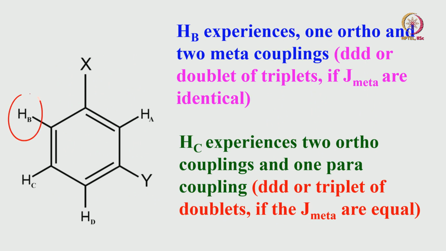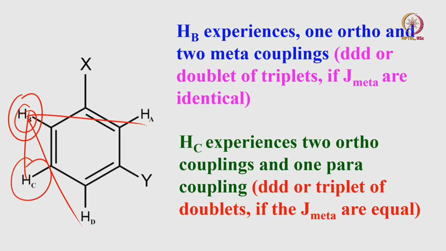How does proton HB come? Very simple, you should see, look at it. Now we are looking at proton HB. This has one ortho coupling and two meta couplings. Obviously, ortho coupling is going to be a large doublet, and each of these doublet peaks splits into a doublet of doublets because of two meta couplings. If the meta couplings are equal, it is going to be a large doublet and then each of them would be a triplet, otherwise it is going to be an 8-line pattern.